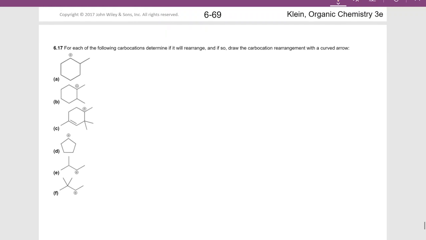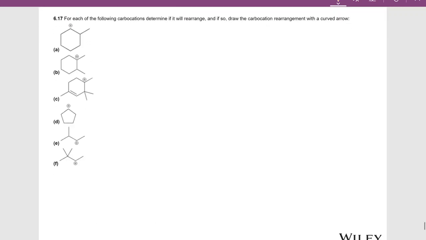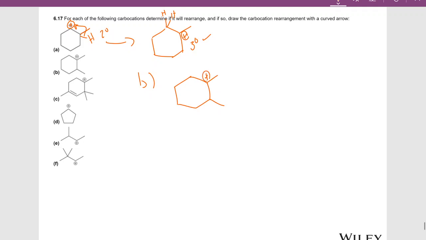Okay. So for each of the following carbocations, let's determine if they will rearrange, and if so, draw the rearrangement with a curved arrow. So I may not draw all of these out, but for A, we have a carbon and hydrogen next door to the carbocation. So if we move a hydride over, what do we get? We get, now we have 2 hydrogens on that carbon and a positive charge here. Now it's tertiary, it was secondary. Okay, so this one's more stable. So what about B? B is already tertiary. Okay, so generally it won't rearrange unless it can be more stable, like allylic.